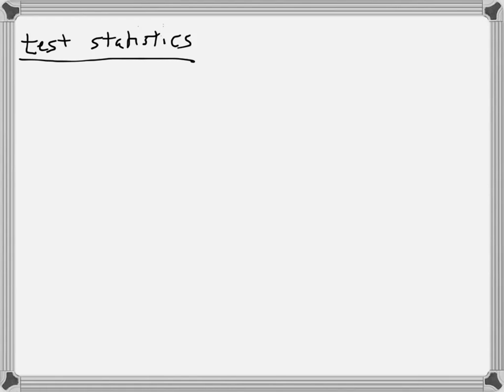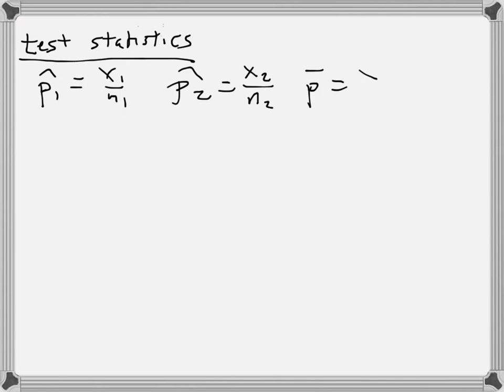You could figure out how to use it yourself. All right, so we're going to have, again, P1 hat. That's the proportion from population 1. That's X1 over N1. P hat 2, that's going to be X2 over N2, the number of successes. We set our pooled proportion, pool party. We just add the two, add the combined total number of successes over the combined sample size. And this is going to be P bar, or the pooled proportion.